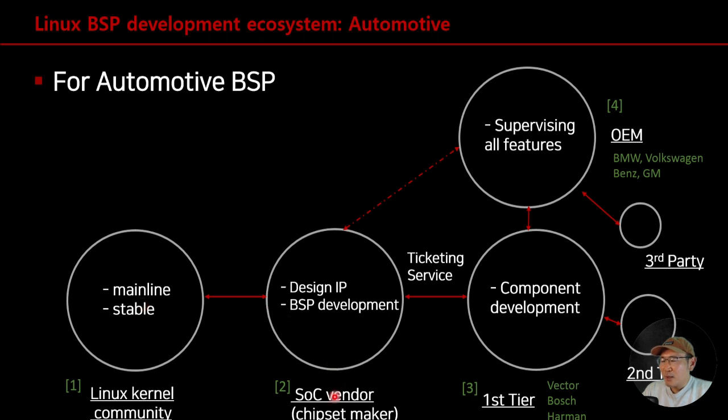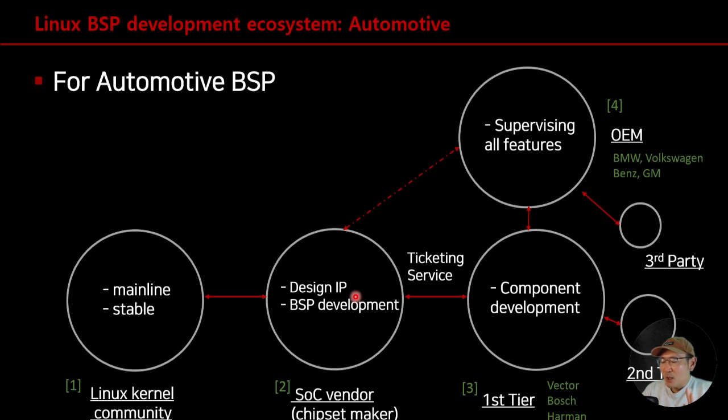The second player of Automotive Linux BSP development is the SoC vendor. Normally, the SoC vendor chooses the stable kernel version to add their device drivers to control their IP. IP stands for intellectual property, which is the basic unit of hardware module of the chipset.